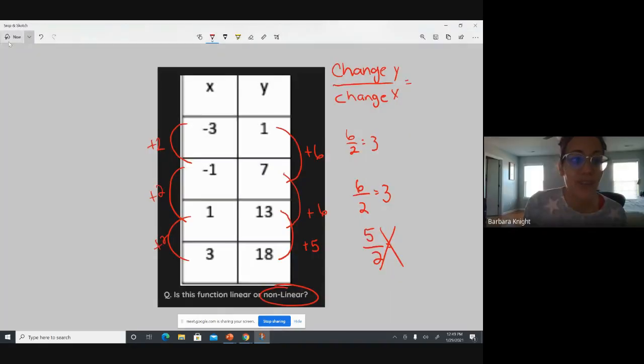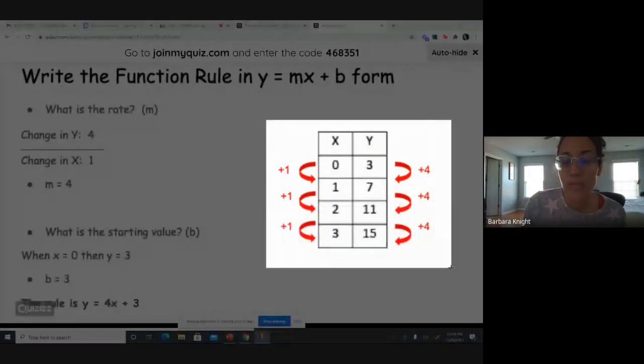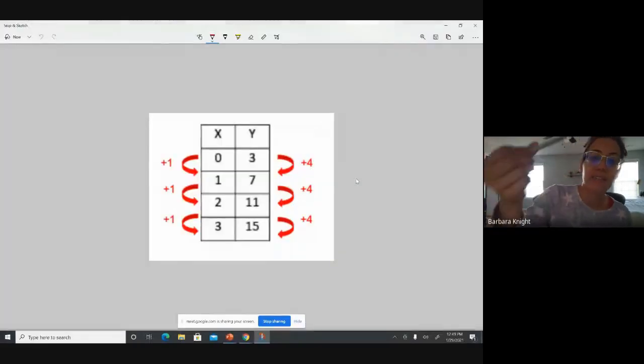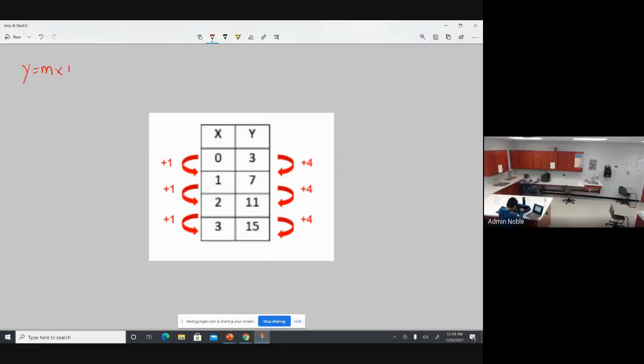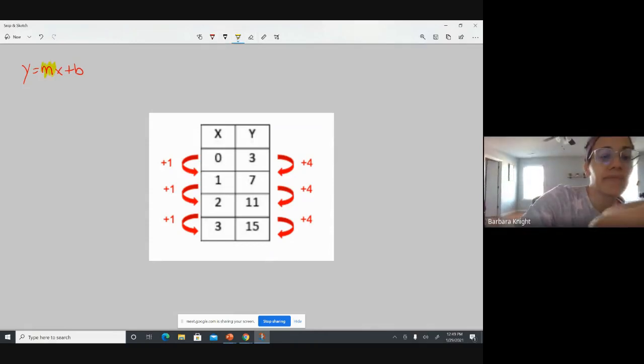It's 3. Very good. So the way you figure out b, again, we're trying to write out y equals mx plus b. We know how to write our m. Now we're looking at how do we write our b, right?